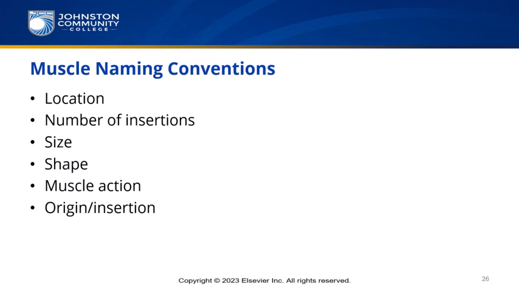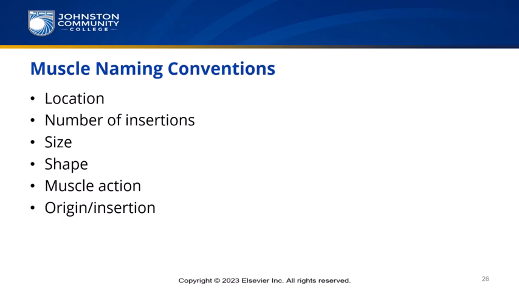Naming muscle conventions. Although we will not be able to identify and name all of the muscles in the body, you should be aware of the methods for naming them. For example, location is used to name the cheek muscle, the zygomaticus. The number of insertions are used to name the biceps brachii, which is the muscle that flexes the upper arm. Size is also used to name, such as the gluteus maximus, which is the large buttock muscle.